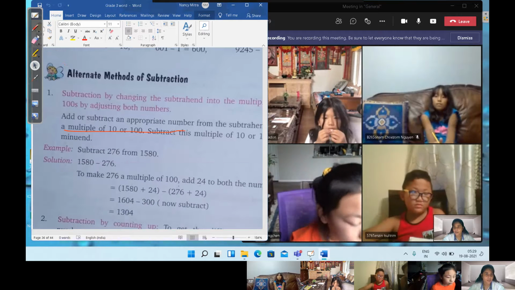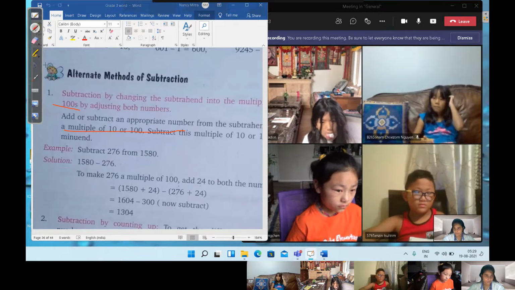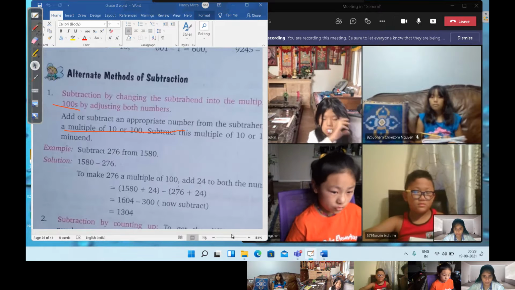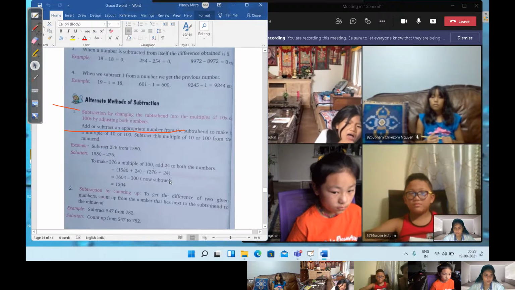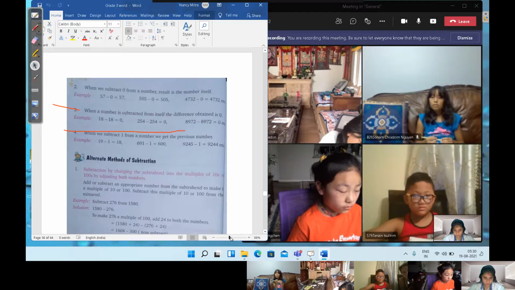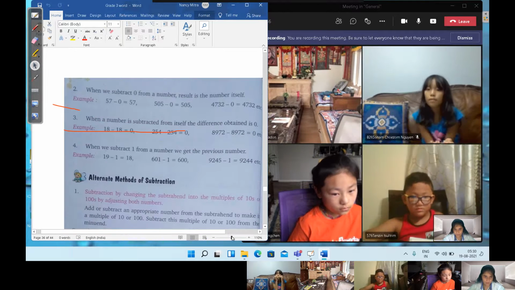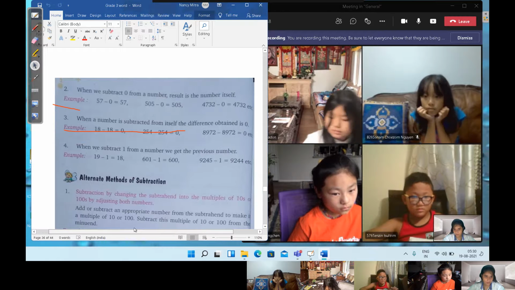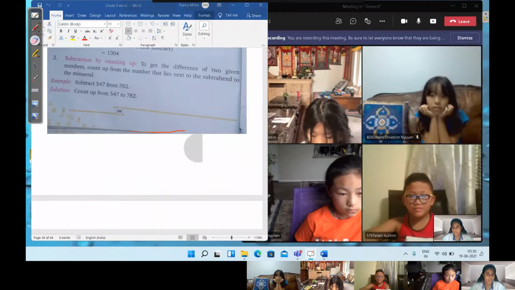First method is that we have to change in hundreds and tens form. Wait, I will give you an example, then you can understand. Okay. I can't see it, teacher. You can't see. Wait.